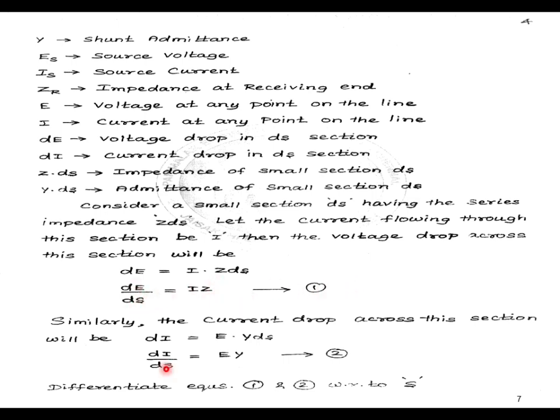Similarly, we can write the current drop across the section, DI equals E into Y into DS. So dI by dS equals E into Y, that is equation number 2. Differentiating equations 1 and 2 with respect to S, we get d squared E divided by dS squared equals dI divided by dS into Z.